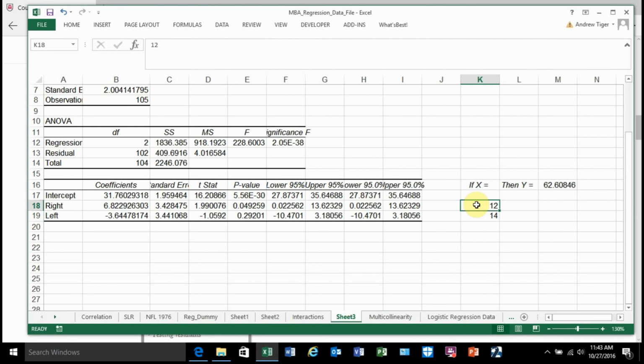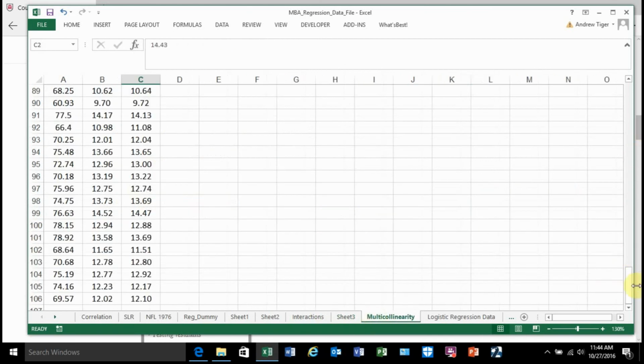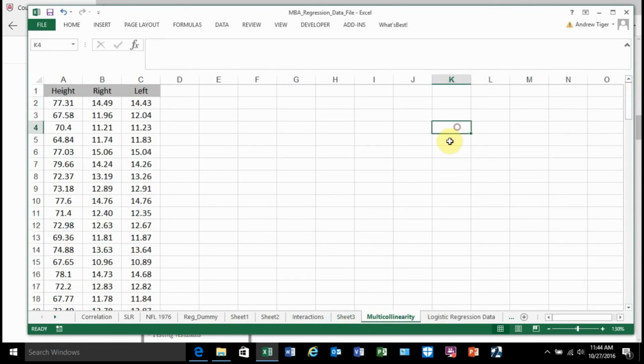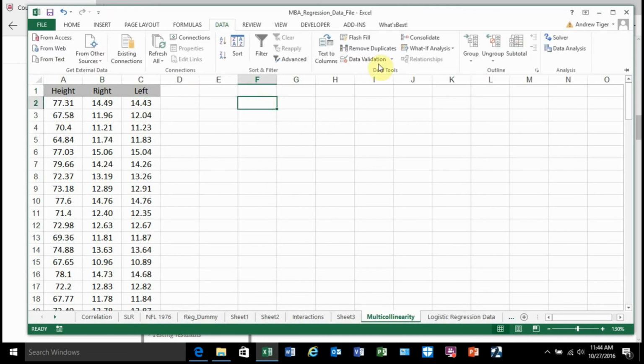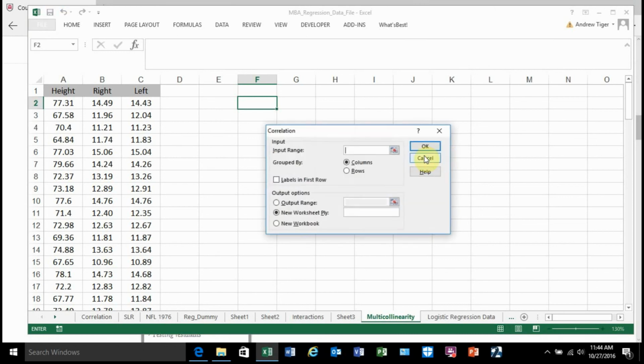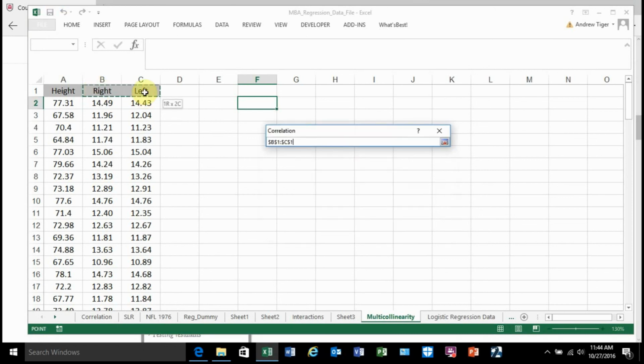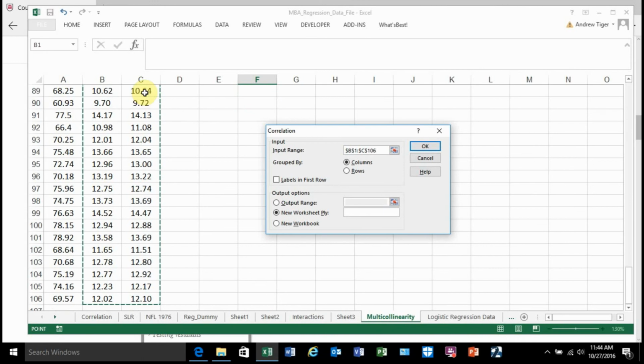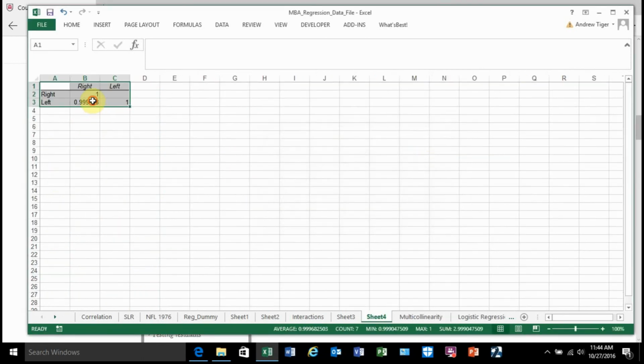So how do I know if something is correlated? Because that's what multicollinearity means. Multicollinearity means that my independent variables are correlated. How do I know that? Well, I could always, before I do regression, I could do a correlation analysis. I'm going to look at the correlation between my right and left foot. And look at that. I've got a really, really high correlation.